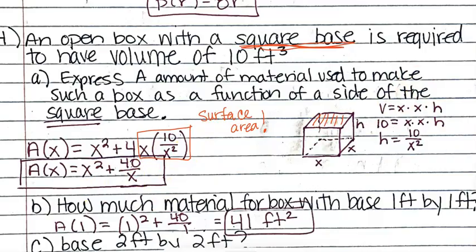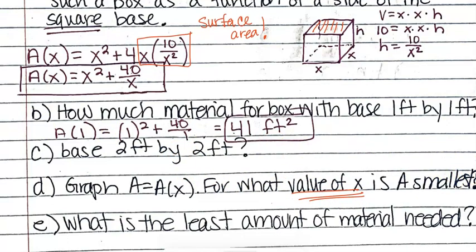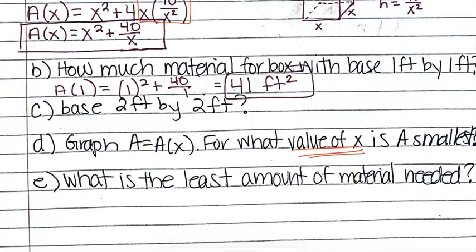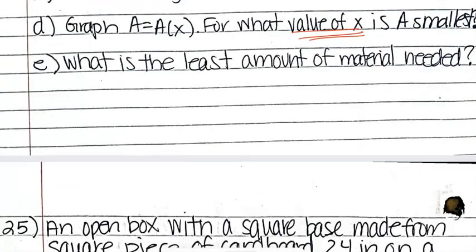B and C are plug and chugs. So take this, plug in the values that they gave you. I'm not going to do those for you. Same with the graphing. For what value of x is A the smallest? So graph it in your graphing calculator. You can go to second graph to get the table if you need points to put on your own personal graph. What is the least amount of material needed? That's going to be the y value at that minimum.